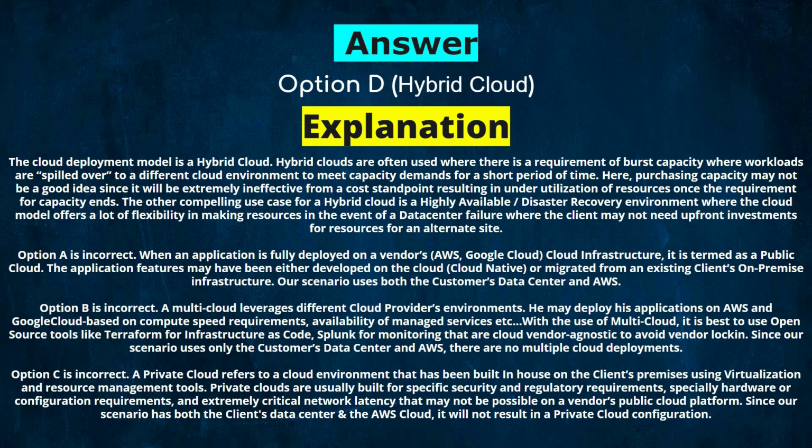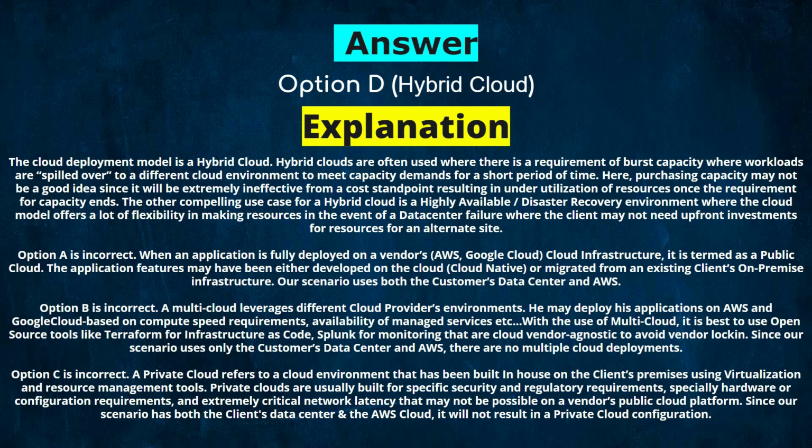Option A is incorrect. When an application is fully deployed on a vendor's AWS and Google cloud infrastructure, it is termed as a public cloud. The application features may have been either developed on the cloud or migrated from an existing on-premise infrastructure. Our scenario uses both the customer's data center and AWS.